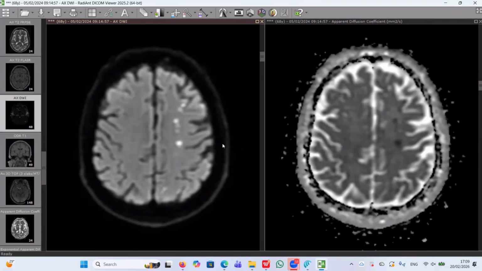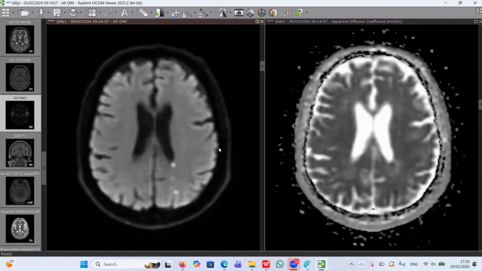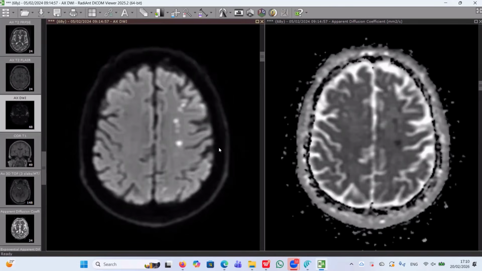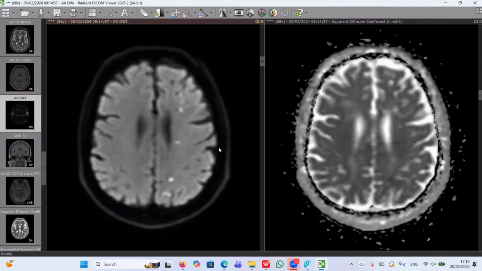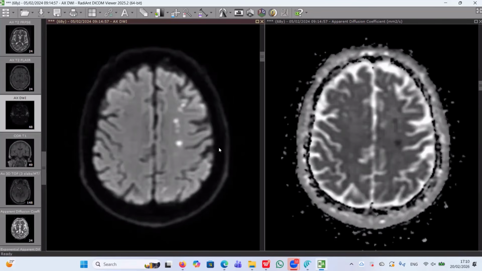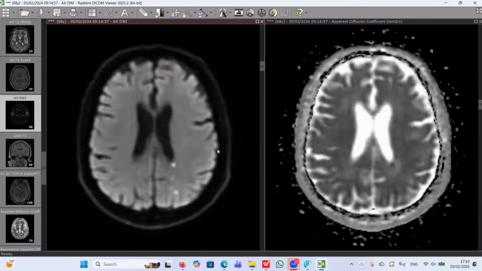We have either the internal type or the external type of watershed infarcts. Okay, this is considered the internal type of watershed infarct. By the end of this session, I will show you the external type of watershed infarcts. Okay, how can we determine watershed infarcts? How can we diagnose watershed infarcts? Do you know the criteria?